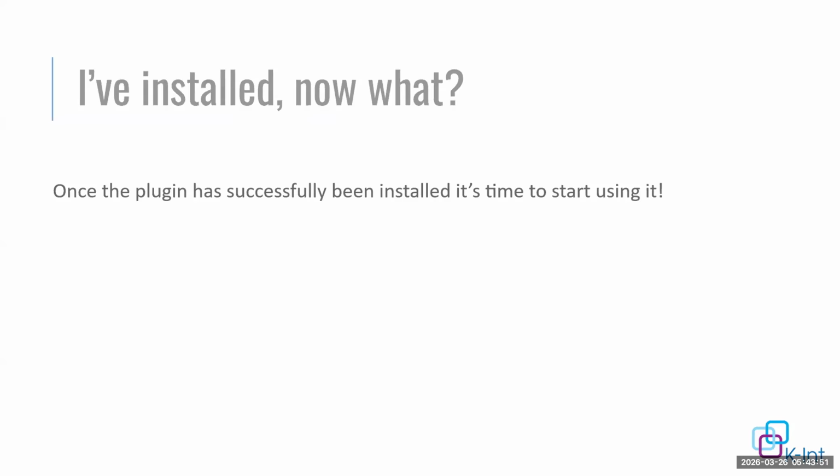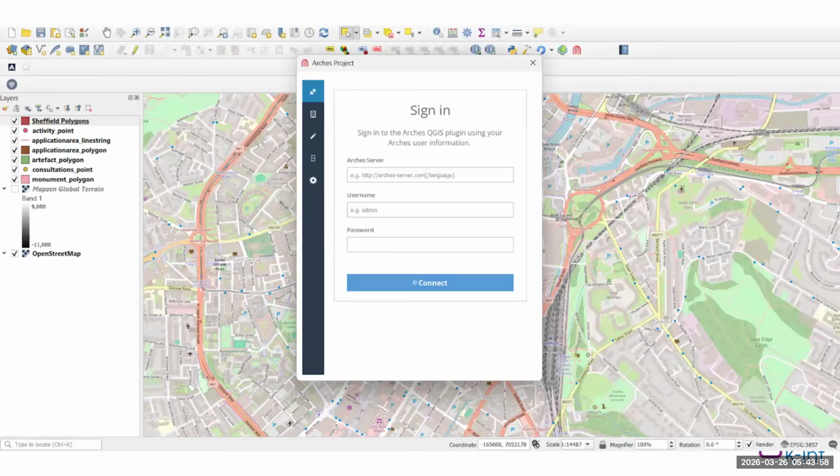So you've installed the plugin. Now what? Well, you can start playing with it. If you hit the button, you'll see that it opens up the Arches project QGIS plugin dialog. This is what it looks like. You'll see that it's a separate interface to QGIS, so it's not attached to the interface yet. And we've got the sign-in page that you're met with, along with 5 tab options.